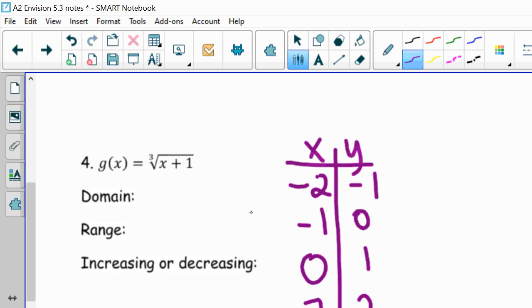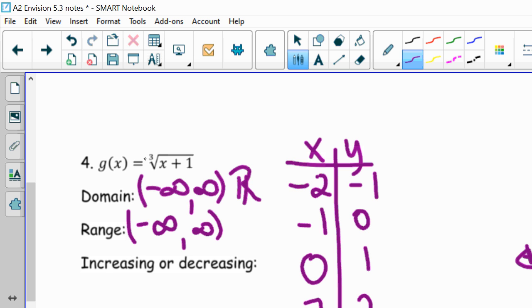Plot these points. Negative 2, negative 1. Negative 1, 0. 0, 1. 7, 2. And again, I know it's like the S laying on its side, stretched out. My domain, okay, I can plug in any number for x I want, so that's negative infinity to infinity, or all reals. Same thing with my range, right? If I can plug any number in, I can get any number back. So my cube roots, I'm always going to have negative infinity to infinity. From left to right, we are increasing.